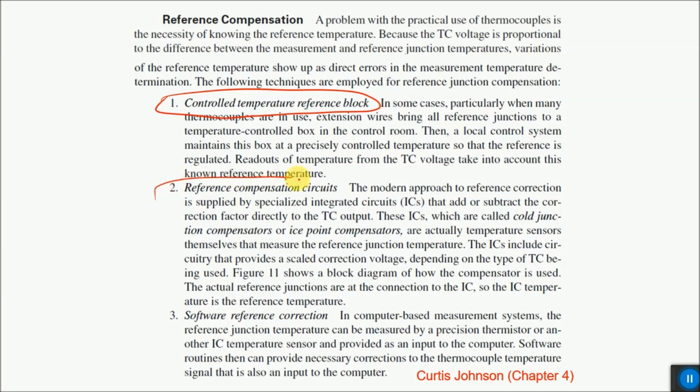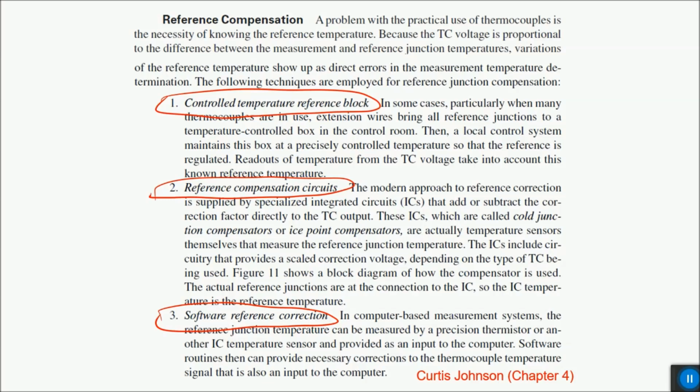In another case, reference compensation circuits are used in feedback, and they are circuits that mathematically add or subtract the correction factor of your reference from your overall output. And the third can be done using software reference correction. So just measure the temperature at the reference junction and include it in the equation that is being solved in the software. So that equation can be implemented in hardware using a physical circuit, or in software. That is up to you.